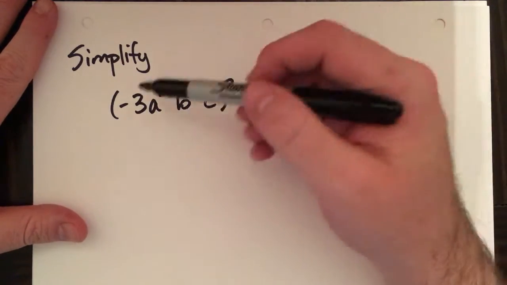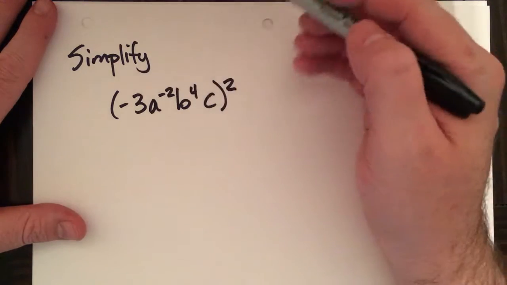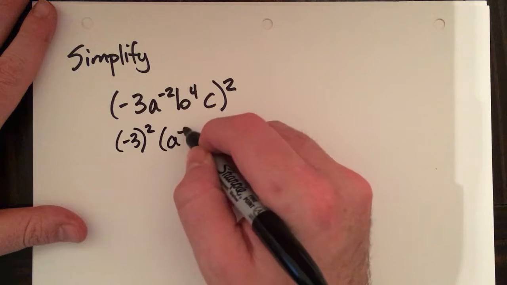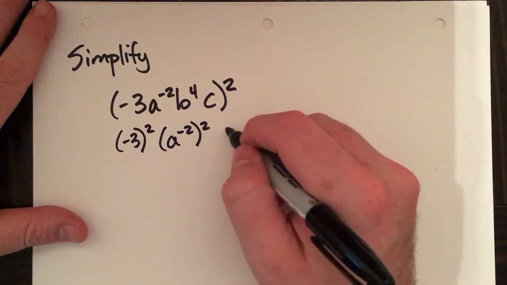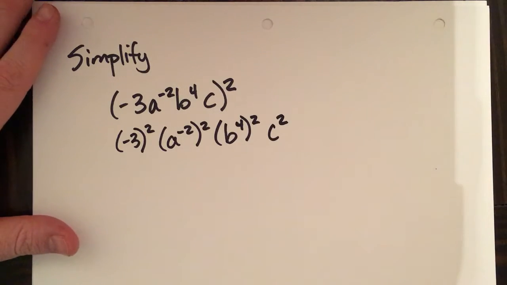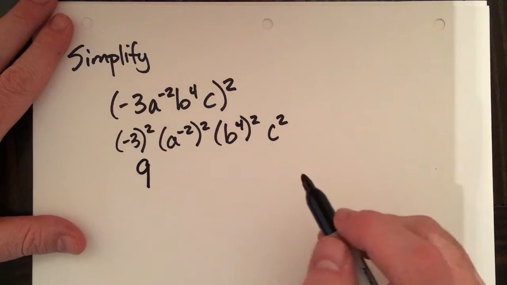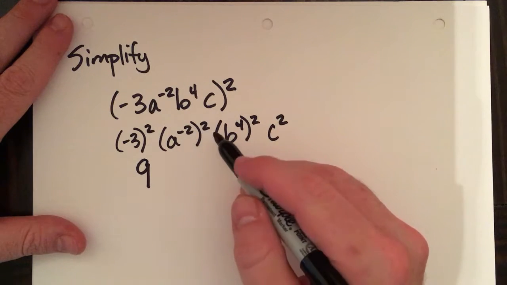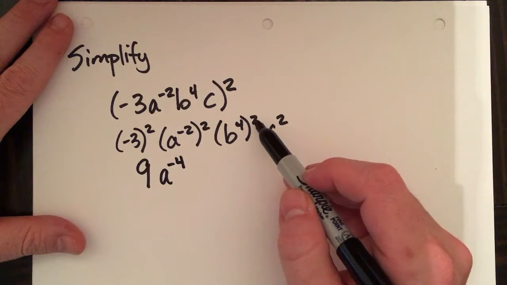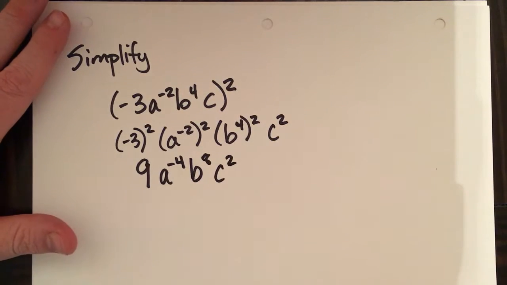Okay, there's no addition or subtraction going on, so we can just distribute the exponent to every factor. So that becomes negative 3 squared, a to the negative 2 squared, b to the 4th squared, and c squared. Okay, negative 3 squared is negative 3 times negative 3 is 9. A to the negative 2 squared, power to a power you multiply, so that's a to the negative 4. B to the 4th squared, power to a power you multiply, so that's b to the 8th. And c squared stays c squared.